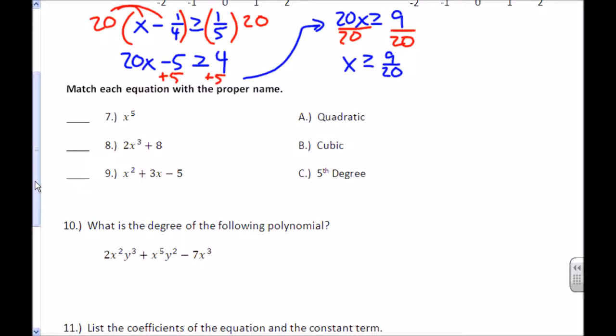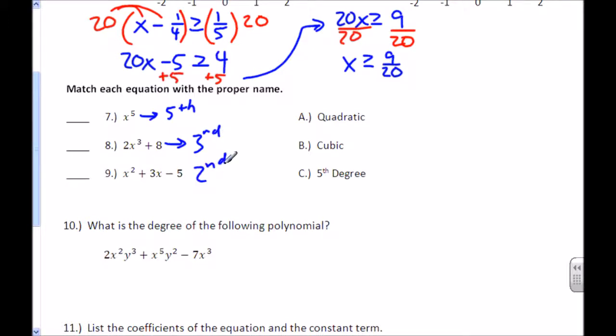This one, it says match each equation with the proper name. We've got x to the 5th, 2x to the 3rd plus 8, and x squared plus 3x minus 5. And really, we're talking about the degree here. The first one is a 5th degree. The next one is a 3rd degree. And the last one is a 2nd degree.